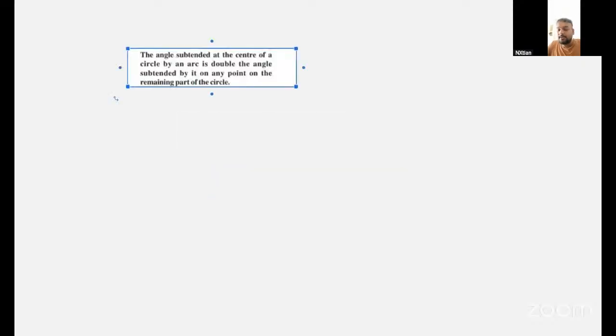Yeah, we have this theorem: the angle subtended at the center of the circle by an arc is double the angle subtended by it at any point on the remaining part of the circle. So what this theorem says, we learn that.